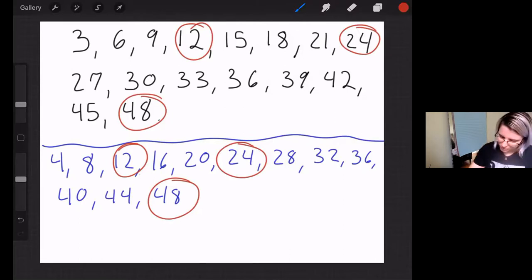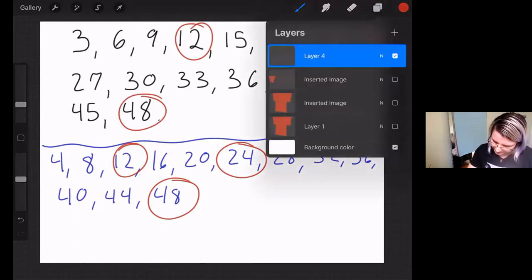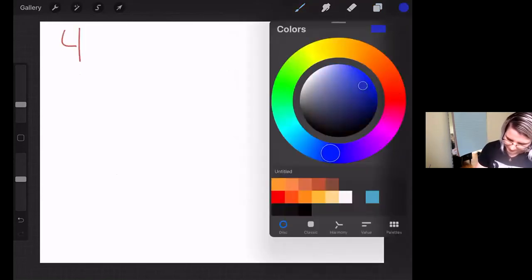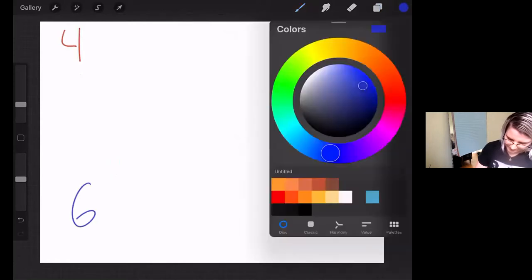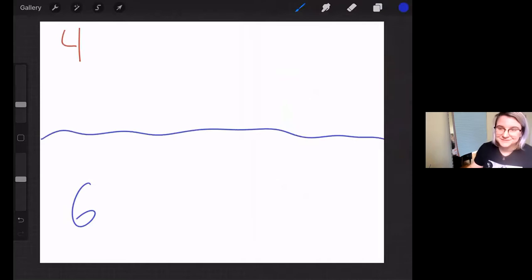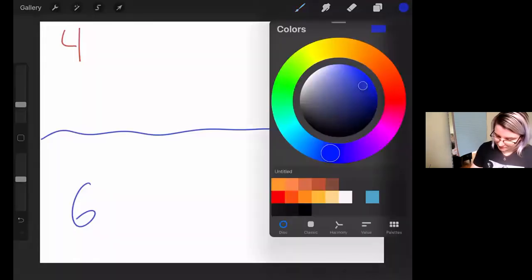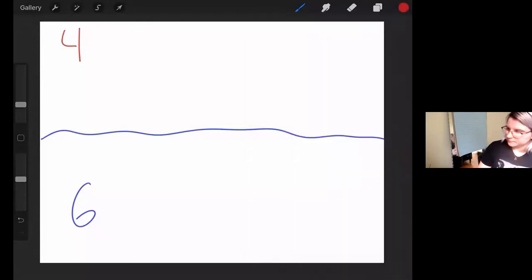All right, let's look at 4 and 6. Let's list out the multiples. Let's start with 4. We know that we just did it, right?